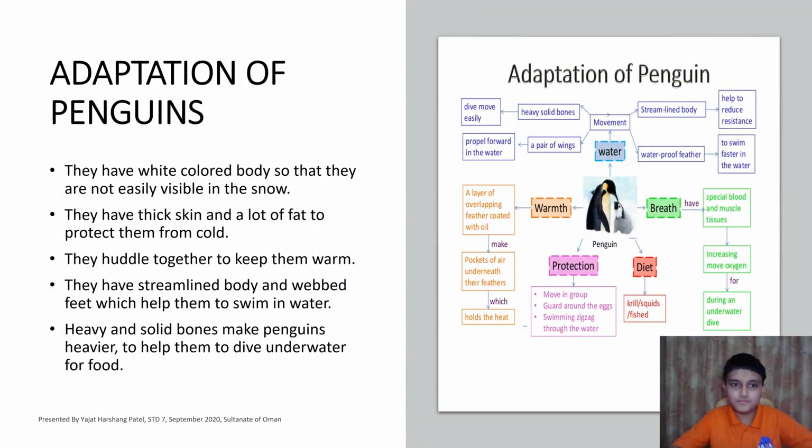Adaptations of penguin. They have a white colored body so that they are not easily visible in the snow. They have thick skin and a lot of fat to protect them from cold. They huddle together to keep warm. They have a streamlined body and webbed feet which help them to swim in water. Heavy and solid bones make penguins heavier to help them to dive underwater for food.